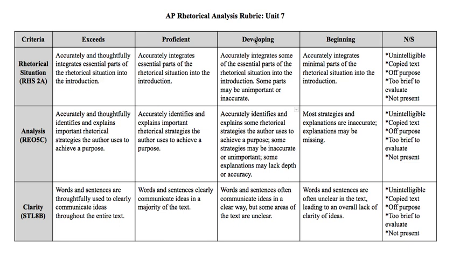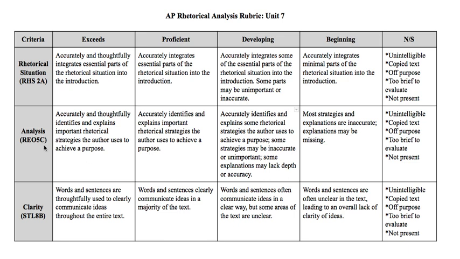Then down to developing. Developing does some of the things talked about in proficient, but it doesn't do it consistently. So some of the things are accurate and integrated, but some of them aren't. Maybe there are some unimportant things or some things may be inaccurate. So it's kind of inconsistent.